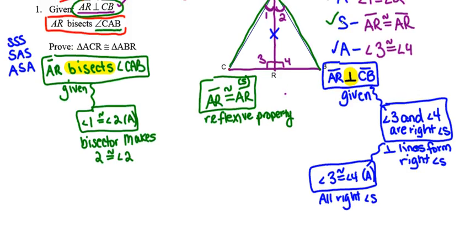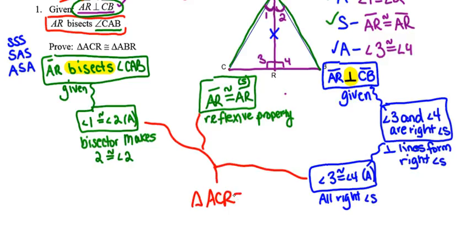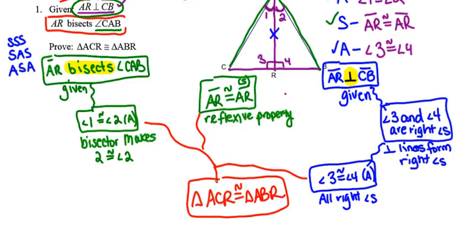So at this point, everything on my little checklist that I needed to talk about in order to make these two triangles congruent, my two pairs of congruent angles and my pair of congruent sides, I've talked about. So now I can pull all 3 of these steps together and conclude that triangle ACR is congruent to triangle ABR. And as for my reasoning here, it is angle side angle.